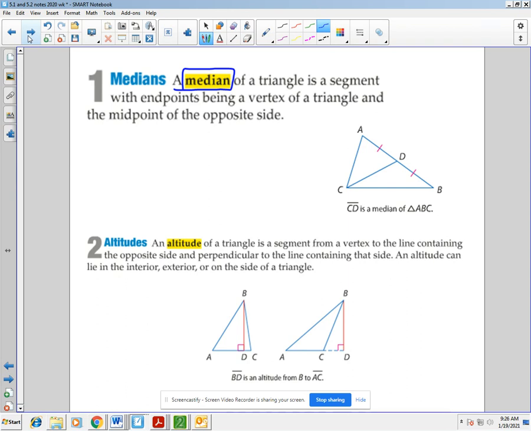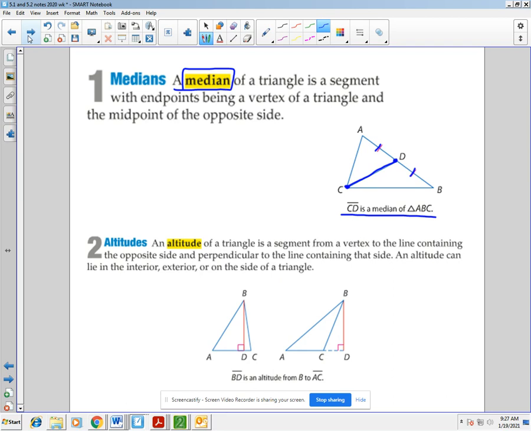A median of a triangle is a segment with endpoints being a vertex. So this is your median, okay? And one endpoint is the vertex, and the other endpoint is the midpoint of the opposite side. So point D is the midpoint. Why is it midpoint? Because you see the 2 tick marks, okay? Since AD is congruent to DB, point D has to be the midpoint. So CD is a median of triangle ABC.